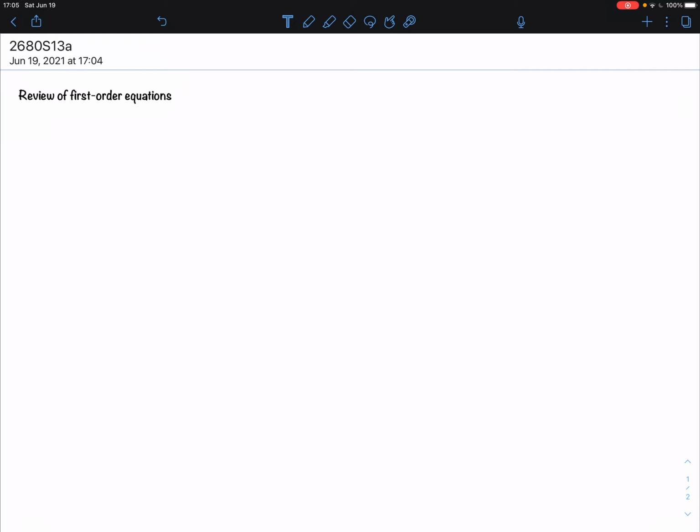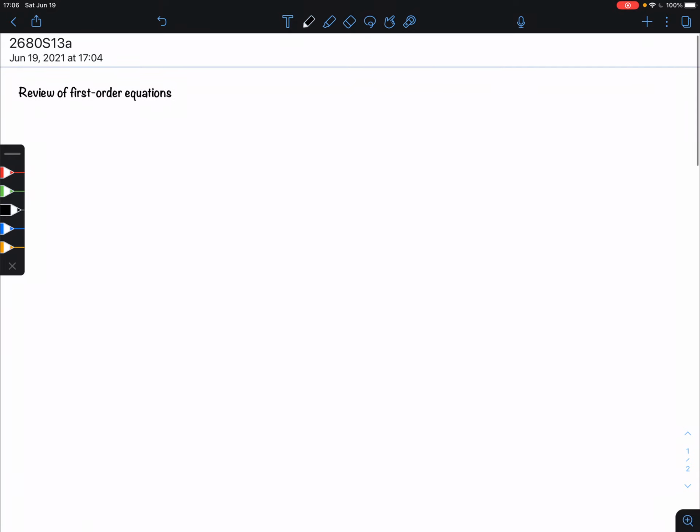This is our first review, of first order equations. In general, a first order equation looks like this: y prime is a function of x and y. This function could be very wild, but there's no prime in there. That's the main thing. No derivatives, only x's and y's. Okay?